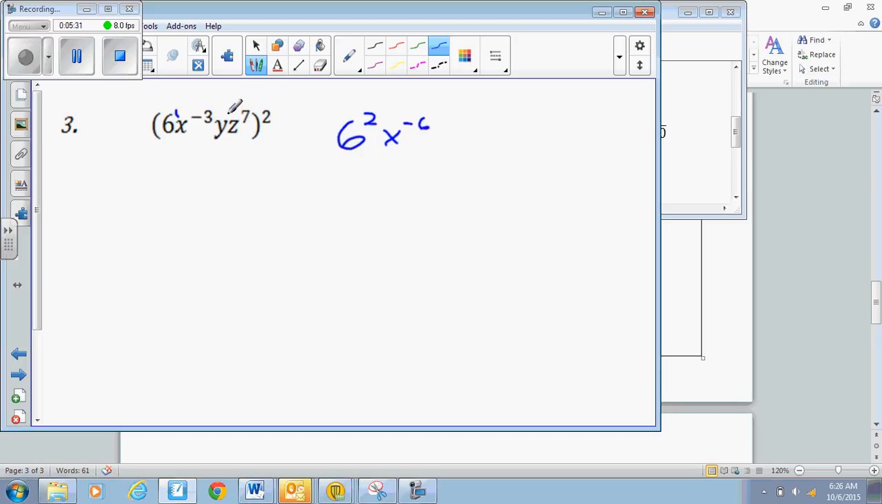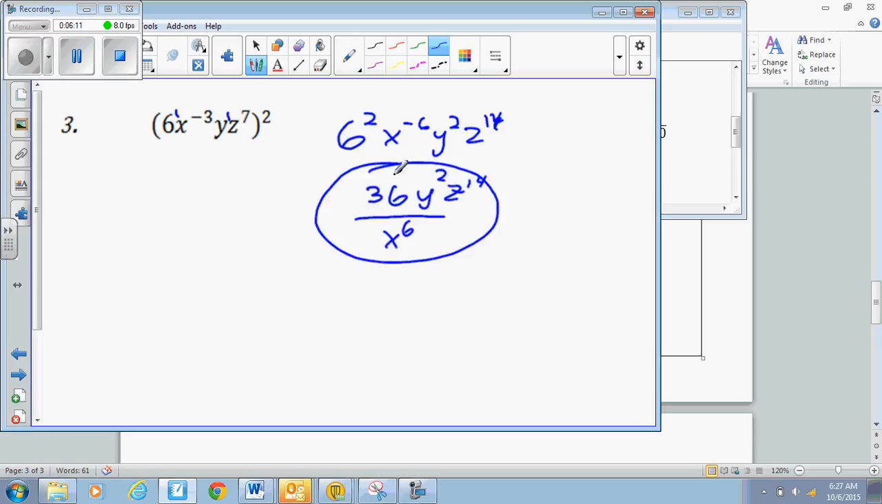And then y, there's also a 1 here that's not written, so y to the second. And then z, and then 7 times 2 is 14. So that's the first step. And then what we want to do is take this and put it into fraction form, because we have a negative exponent. So a negative exponent, we're going to put 6 to the second, I can write that as 36. X to the negative 6 becomes x to the positive 6 on the bottom. And then y to the second, and z to the 14th. And that would be my final answer for that one.